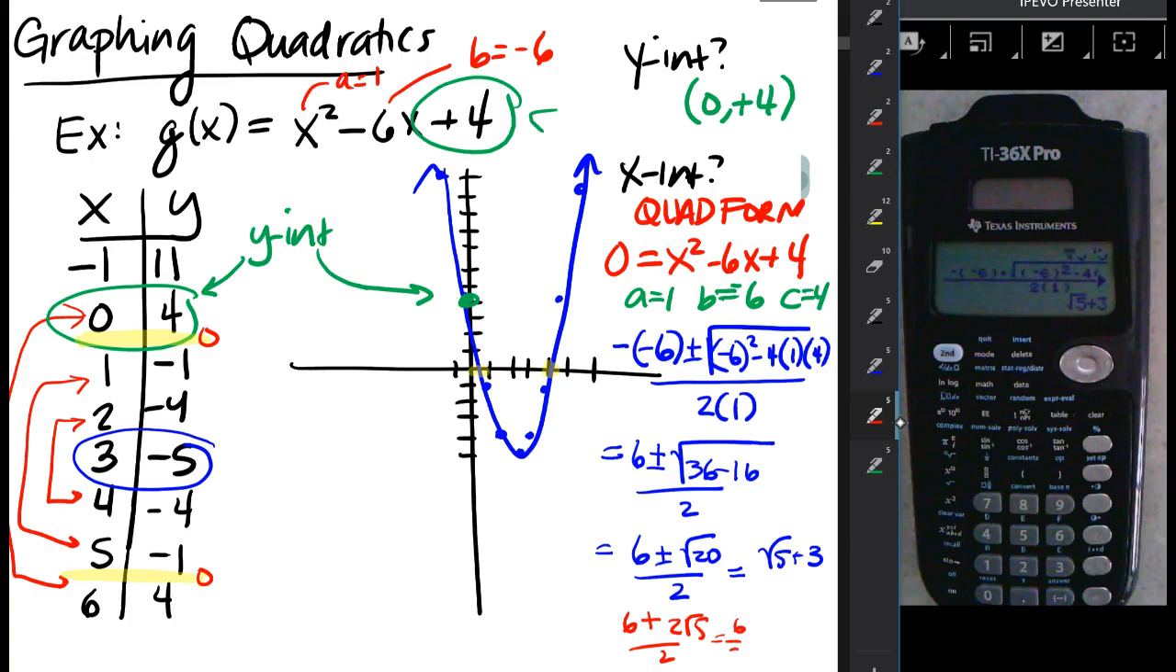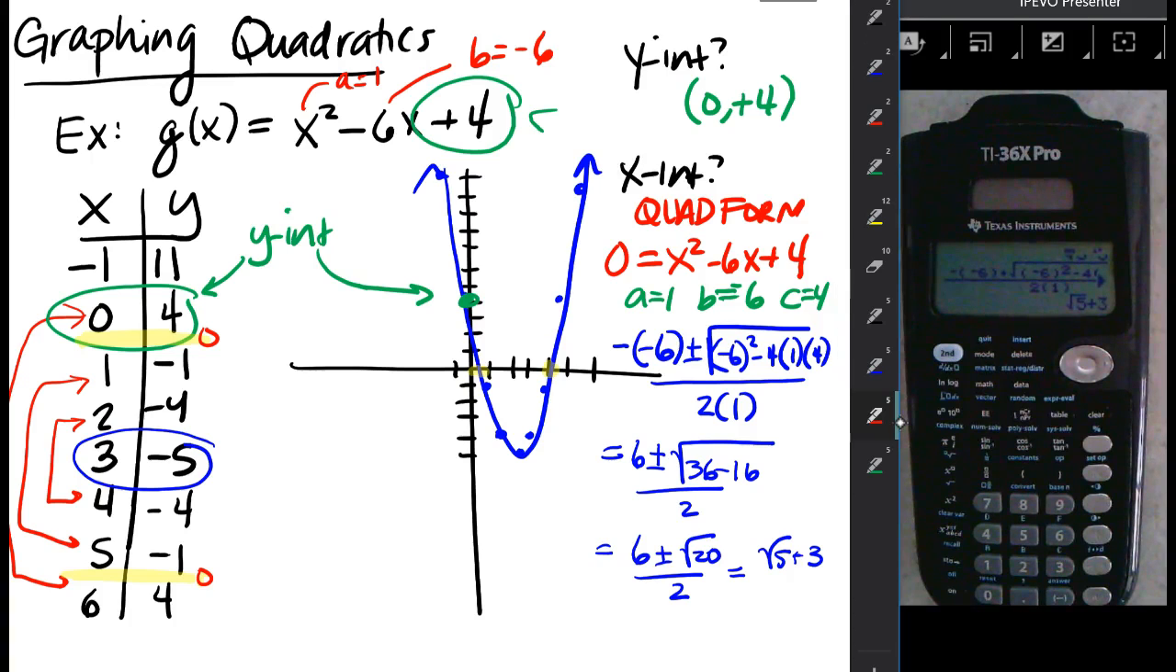And 2 goes into both of those pieces. So we end up with a 3 and a √5. So that's exactly what the calculator did for us. It simplified the fraction and the radical at the same time, which is awesome. We know for this question, I'm going to want the approximate answer back out.